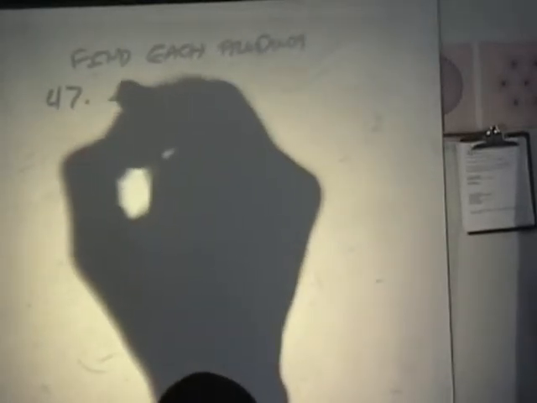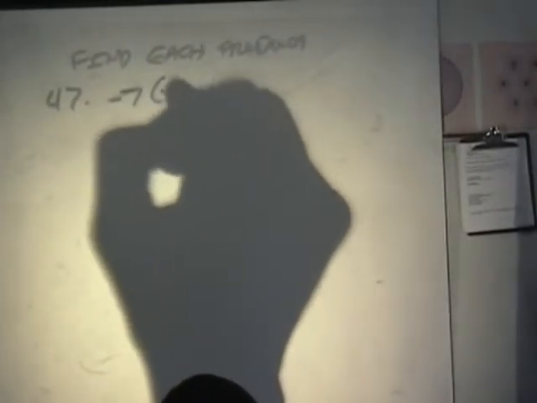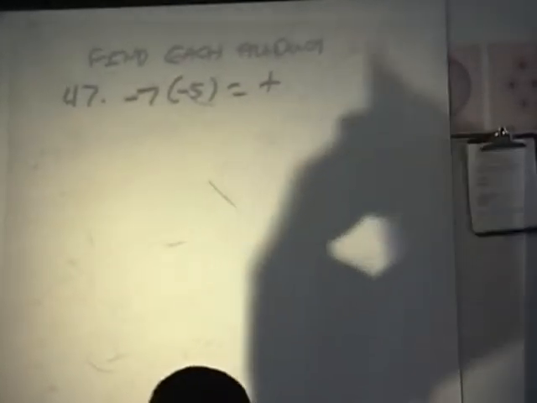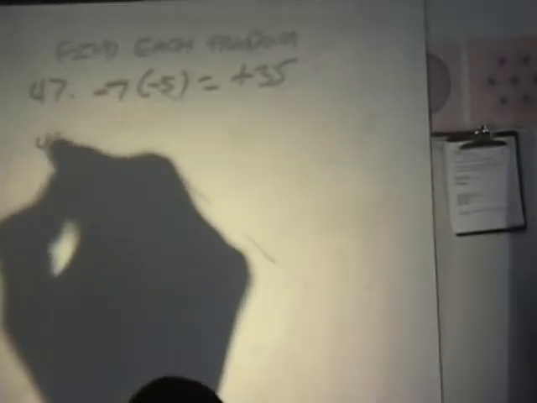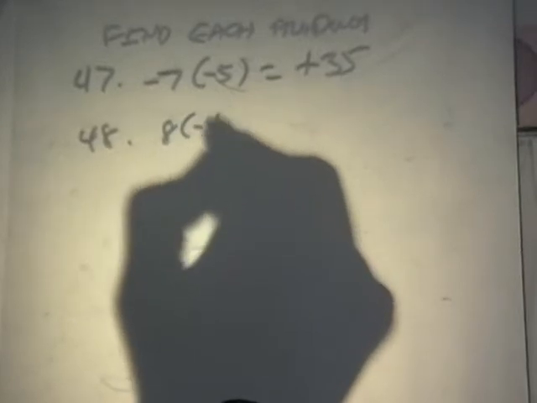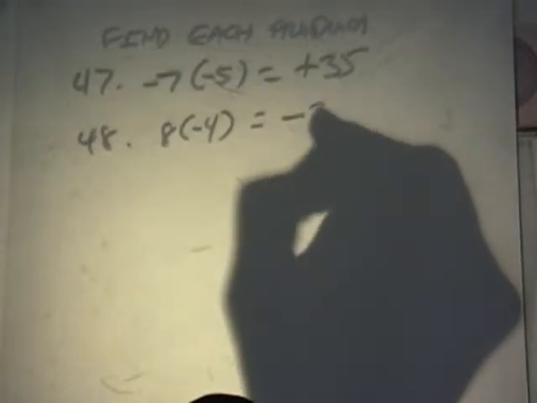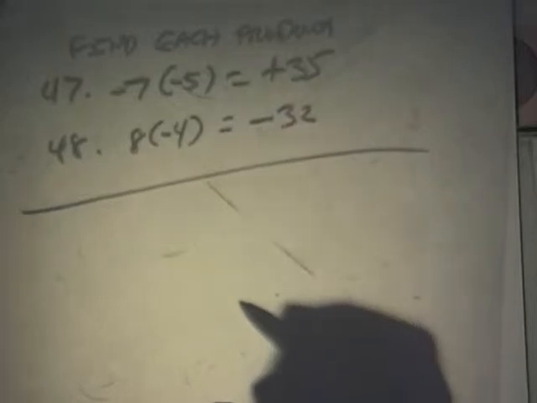Okay, -7 times a -5. Same sign, it's going to be a positive what? 7 times 5 is 35. You're done. And number 48, what's the next one? We have 8 times -4. 2 opposite signs, that's going to be a negative how much? 4 times 8 is a -32. You're done.